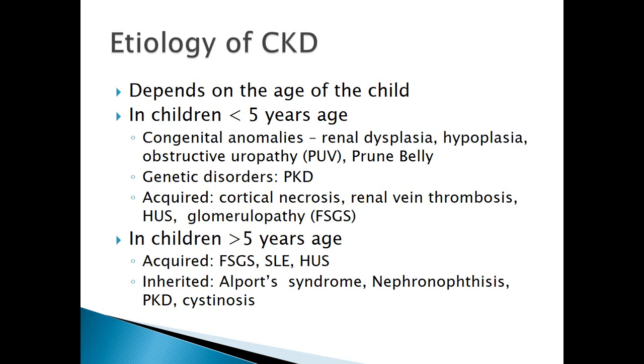If the child is over the age of 5, then you typically think of some sort of acquired disorder with nephrotic syndrome, like focal segmental glomerulosclerosis being probably the number one. But there are other things like lupus, hemolytic uremic syndrome, that are also causes of chronic kidney disease. And there are certain inherited disorders that present later in life, like Alport syndrome, nephronophthisis, which is a disorder of tubules, polycystic kidney disease, which of course the adult form or autosomal dominant form presents later in life, or something called cystinosis, which is a disorder of the transport of cysteine.